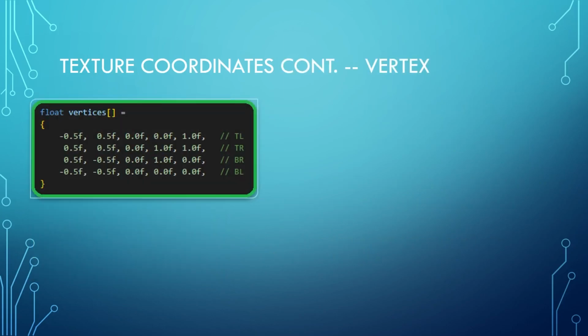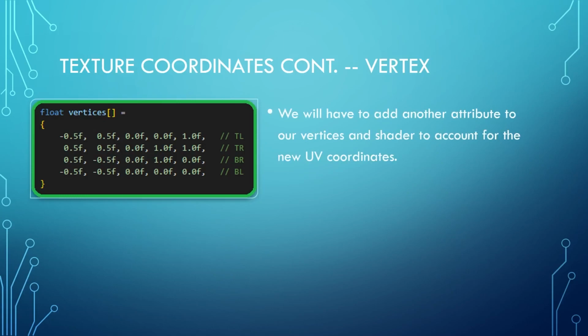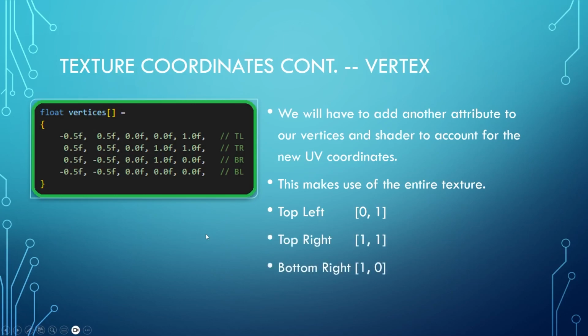This is the array of vertices that we created in the last video. However, we've added 2 more float values for the texture coordinates. So we'll have to add these values to our shader as well as enable them for use. This makes use of the entire texture: top left 0, 1, 1, 1 for top right, 1, 0 for bottom right, and 0, 0 for bottom left. If you take a look here, this ends up making use of the entire texture for this particular quad.